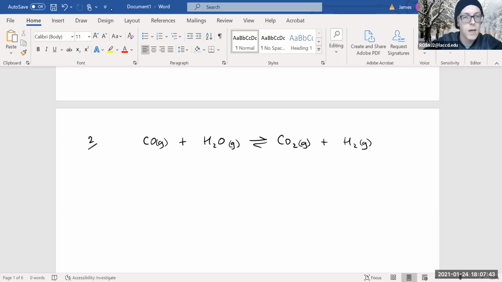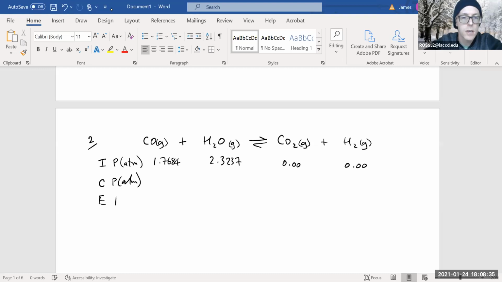And here we're given some information about the pressure. We're given the initial pressure in units of atmospheres. We're told that we have 1.7684 atmospheric pressure, and 2.3237 atmospheric pressure here. And we don't have any of this. Again, I'm not interested in this question in sig figs. This is the only teaching moment in this video, just the process of familiarity with ice tables. We need the change in pressure in atmospheres so we can get the equilibrium pressure in atmospheres.